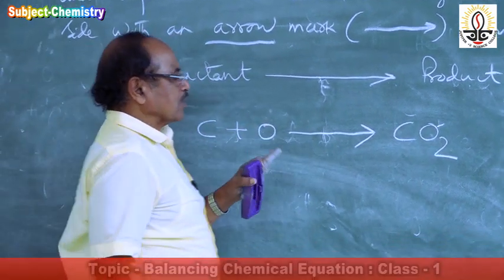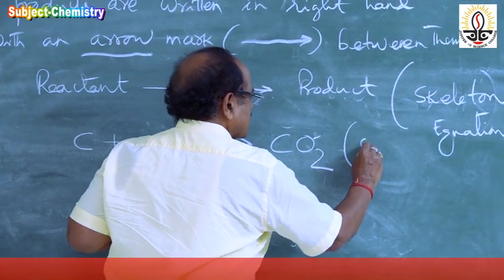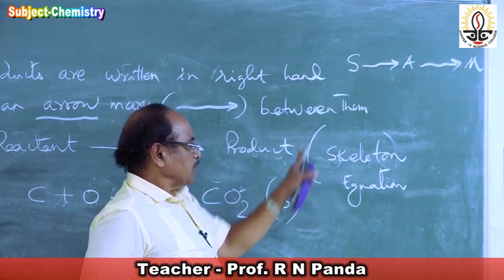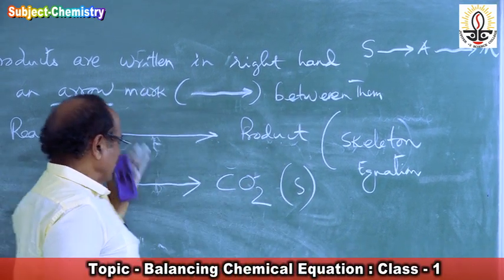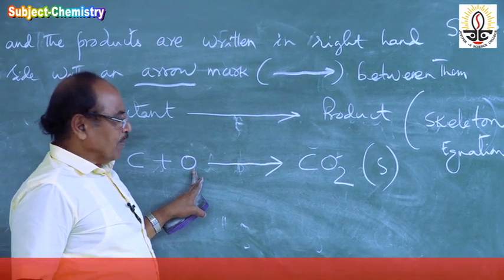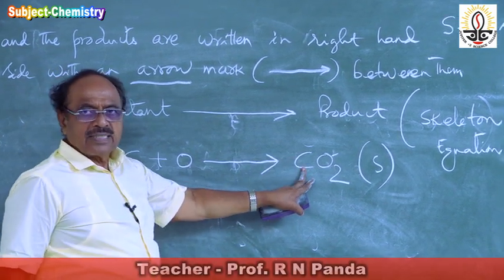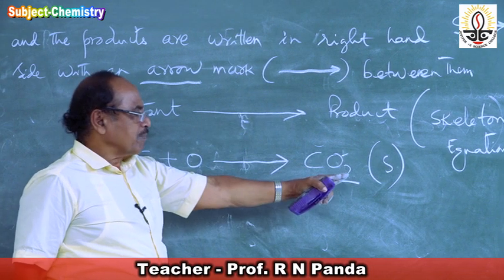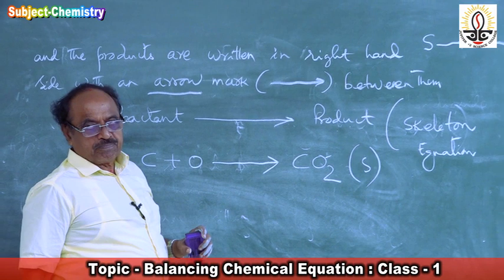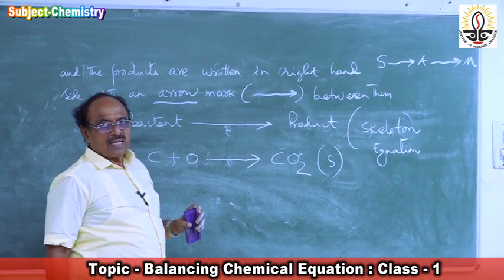This is what is called the skeleton equation. SAM, SAM, SAM. So this is my SAM. Because carbon symbol is C, oxygen symbol is O, carbon dioxide formula is CO2, and this is my skeleton equation. Then what I will get? A. Then I will get A.